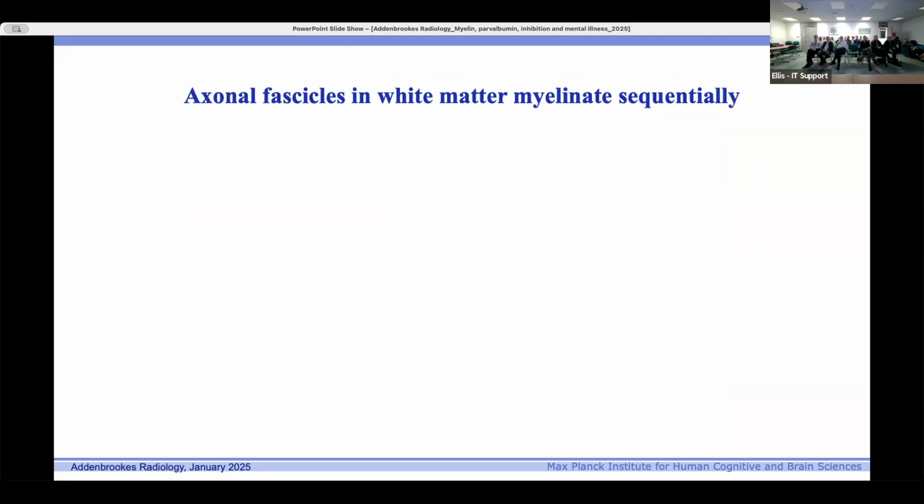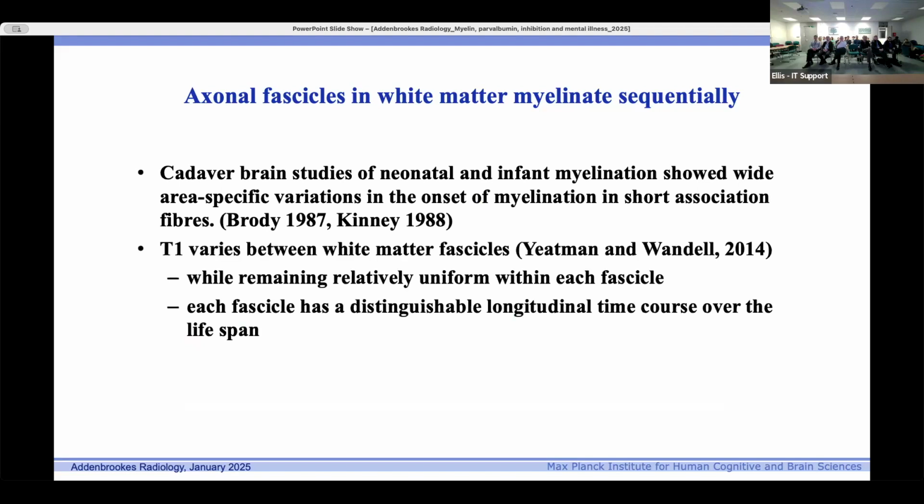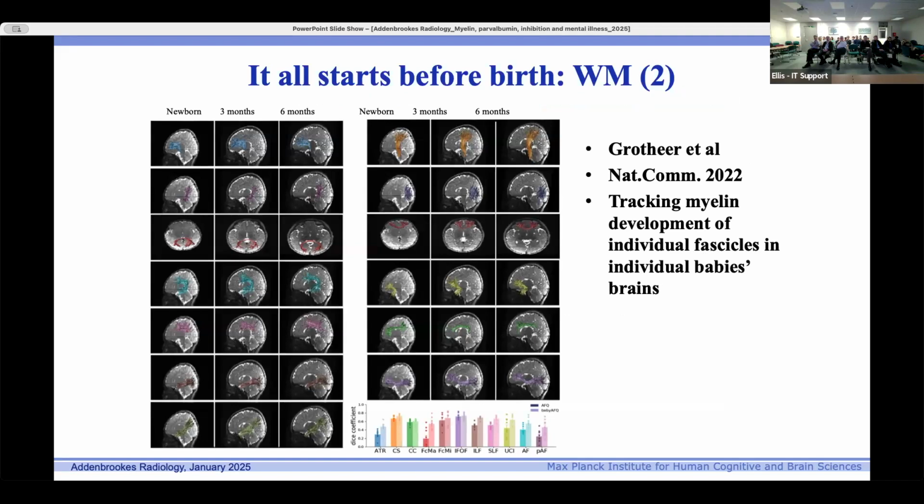Now, it's been shown that the axonal fascicles, the fiber bundles in white matter, myelinate sequentially. And this is work of Brody and Kinney in neonatal and infant myelination with the cadaver brain studies. It's also been shown quite recently that T1 varies between white matter fascicles, while it remains relatively uniform within each fascicle. So each fascicle has a distinguishable longitudinal time course over the lifespan. Starts before birth, and these are in Nature Communications 2022.